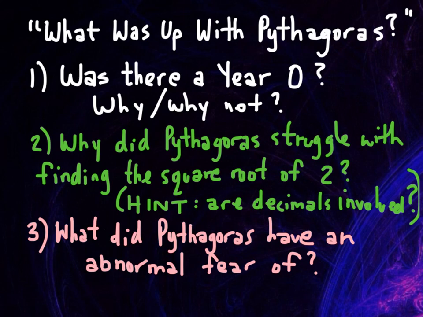So the 3 questions are: was there a year 0? Why or why not? Why did Pythagoras struggle with finding the square root of 2? And there's a hint, are decimals involved? And the third question is: what did Pythagoras have an abnormal fear of?